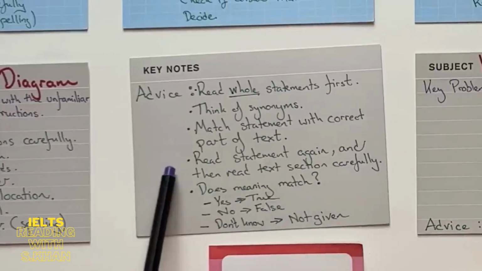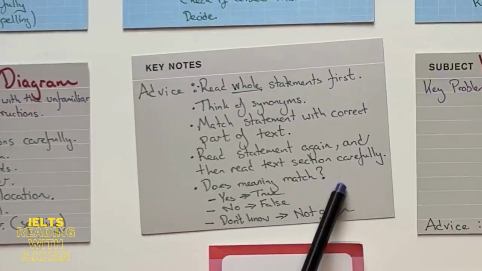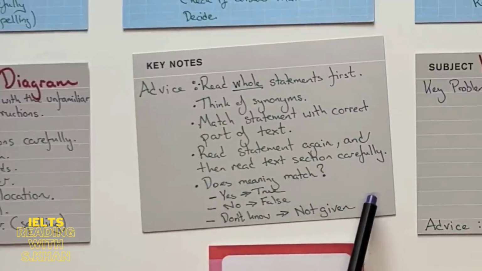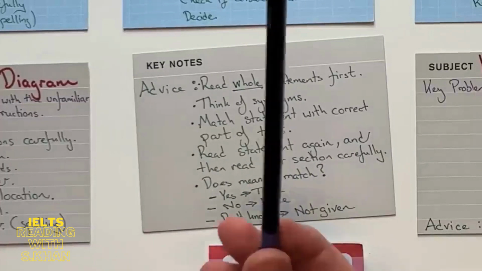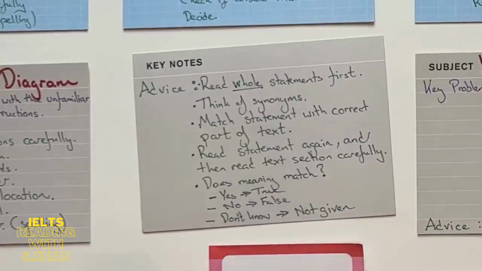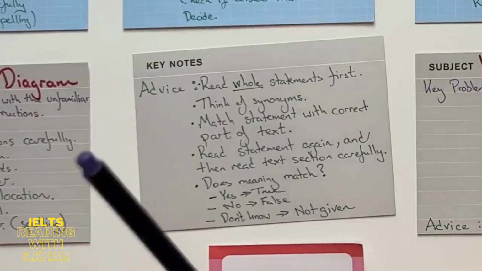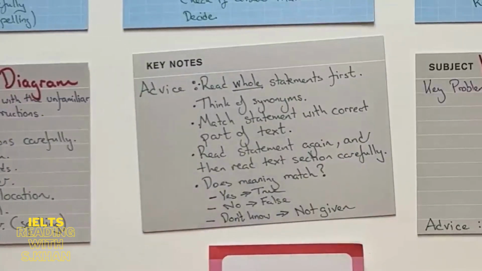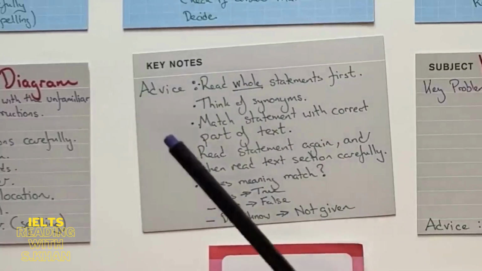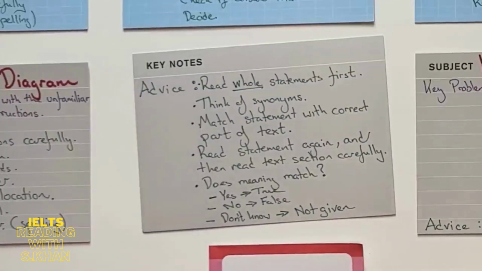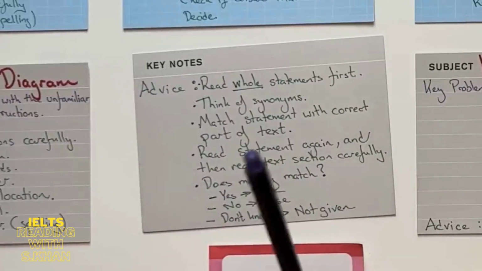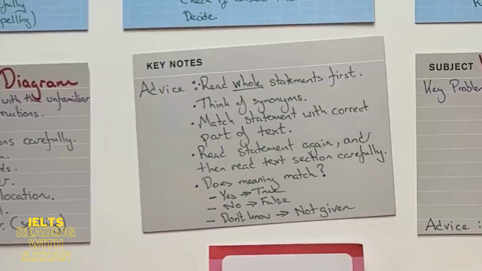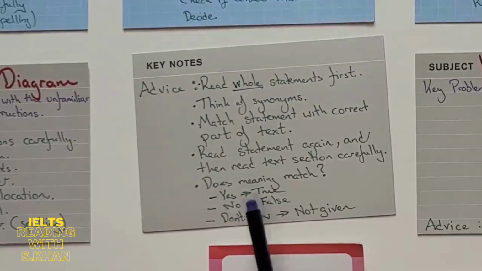And then you're going to look at the statement and look at that part of the text and think, does the meaning match? If the meaning matches, this pen is purple, then it's true. If the text says this pen is yellow and the statement says this pen is purple, it's false. If the statement says this pen is purple and the text says nothing about the color, or it talks about it being a very good pen or a very expensive pen, then we've no idea and it's don't know, so put not given. Keep it very, very simple.